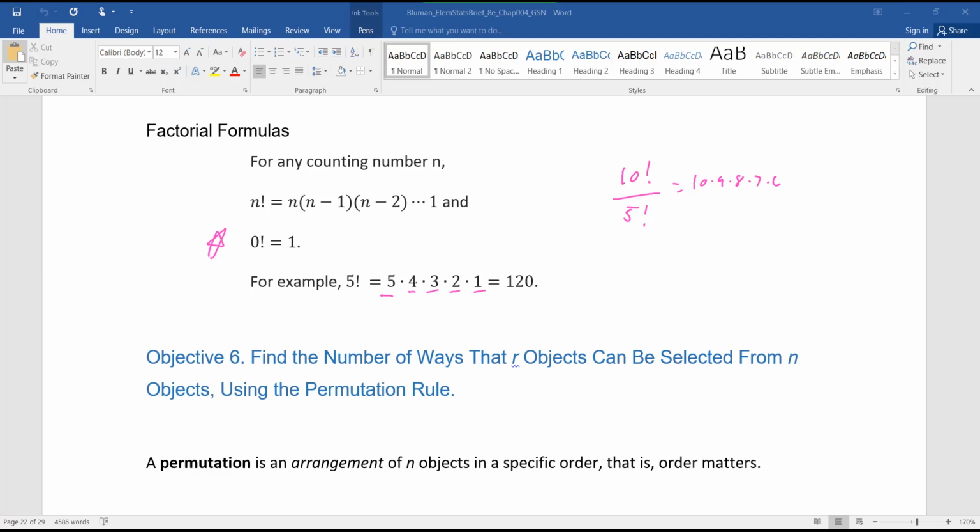Then you do it because there's some like this. You'll have 5 factorial times 3 factorial or something like that. So you'll still have 3 times 2 times 1. That's 3 times 2, which is 6. So cancel out that 6.